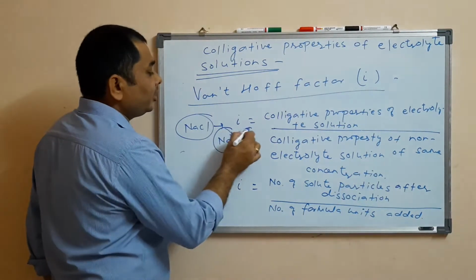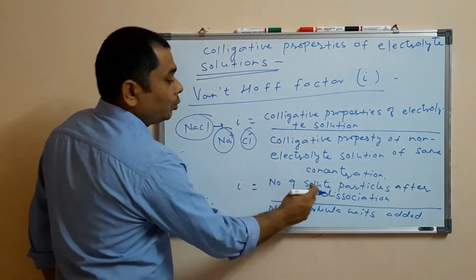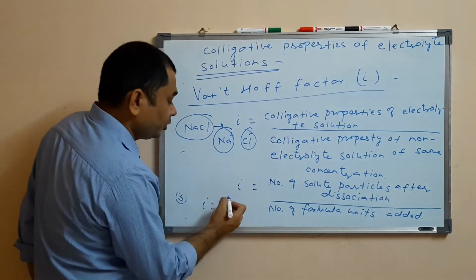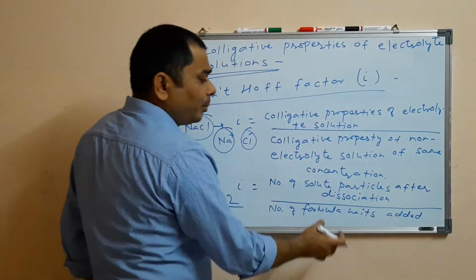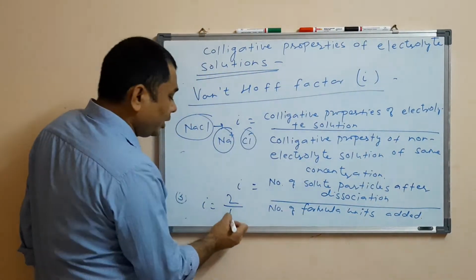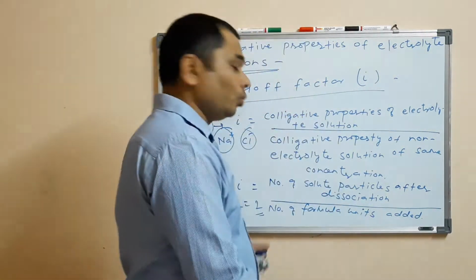So what is the number of particles? 2. So therefore, your i value or Van't-Hoff factor will be equal to what? What is the number of solute particles after dissociation? 2, Na plus and Cl minus, divided by what is the number of units actually added by us? 1. So therefore, its Van't-Hoff factor will be equal to 2.